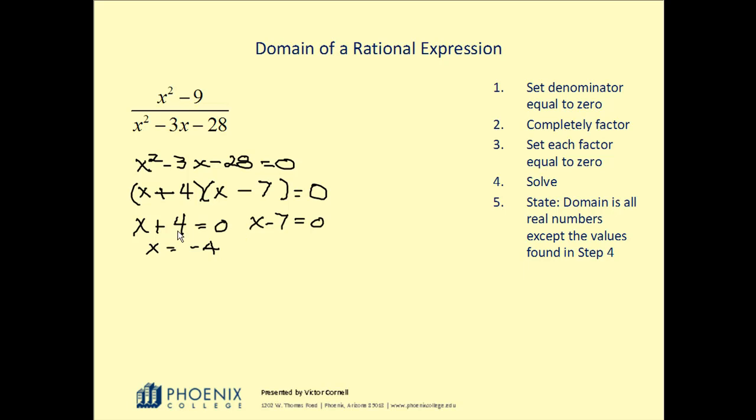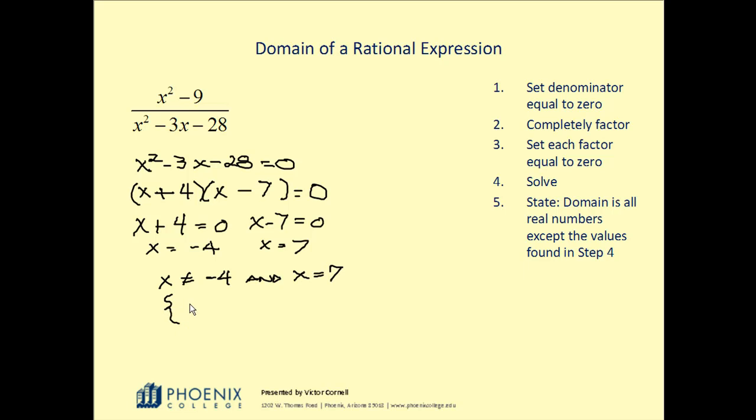So this, I'm going to subtract 4 from both sides. Over here, I'm going to add 7 to both sides. So this denominator right here is equal to 0 when x equals negative 4 and when x equals 7. So those are the values that are not part of the domain. They don't work. So x cannot equal negative 4 and x cannot equal positive 7.